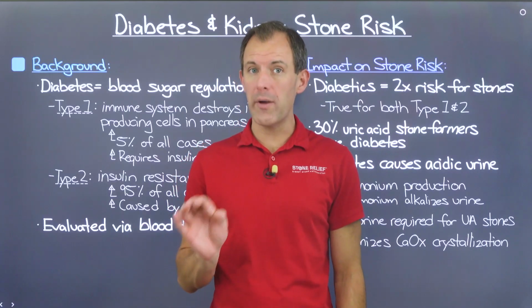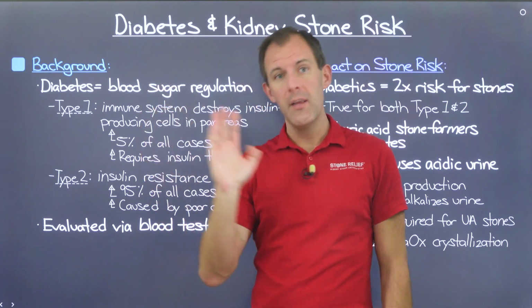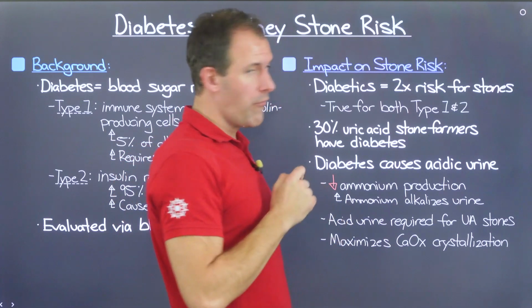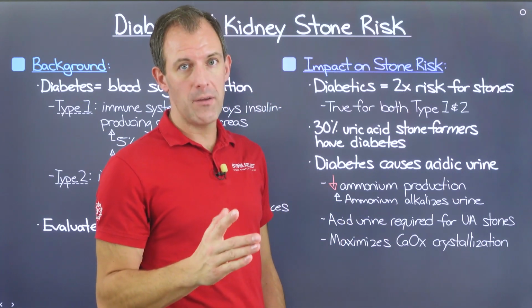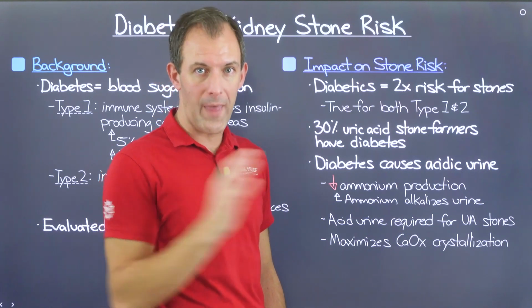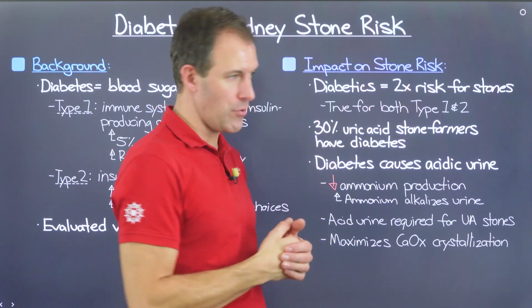All right, so now that we have a better understanding of what diabetes actually is and the two different types that exist, let's talk about diabetes and its impact on kidney stone risk. Unfortunately, if you're diabetic, your risk for kidney stones is about 2 times that of a normal person. And this is true for both type 1 and type 2 diabetes.